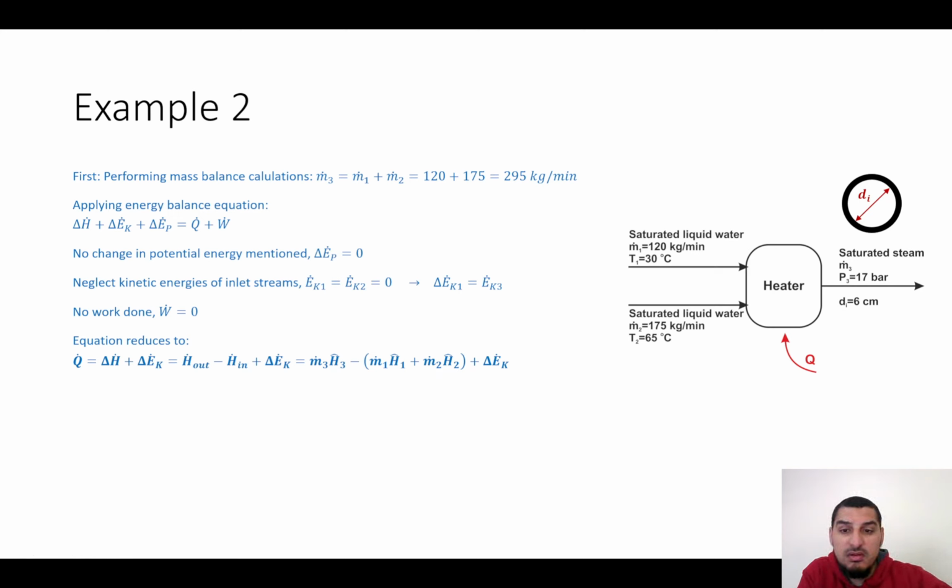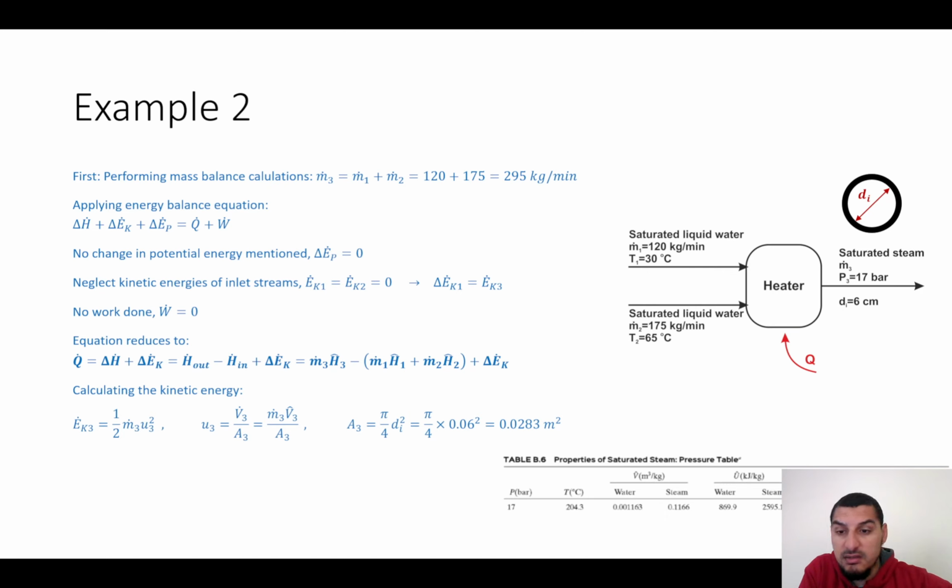And what we need to do now is to find the 3 H's, H1, H2, and H3, and the change in kinetic energy. The flow rates are already known, so we don't need to worry about them. If we want to calculate the kinetic energy change, we said it's the kinetic energy of the outlet stream. We know the kinetic energy of the outlet stream is going to be half m u squared, so half m3 u3 to the power 2. u3 is not given, but we are given the inner diameter.